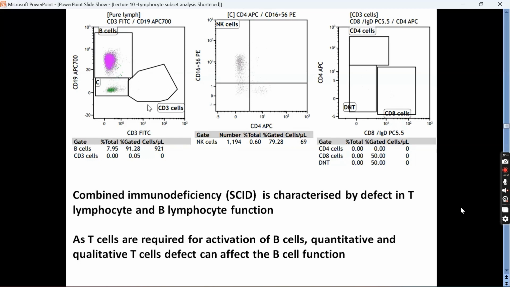Now, in this case, I am finding B cells. T cells are not there, but still I am using the word combined immunodeficiency. I should rather use T cell deficiency, right? Why am I using combined immunodeficiency? Anyone?